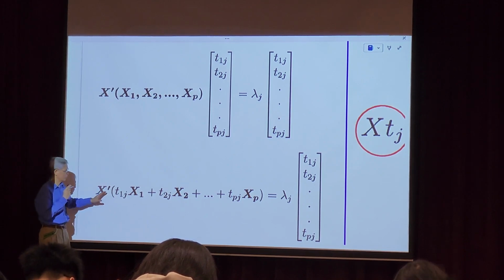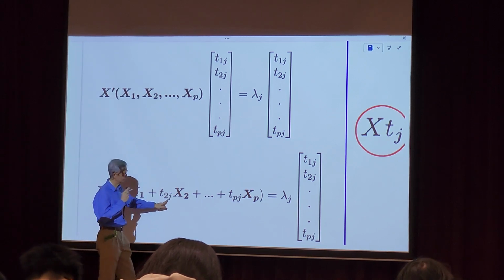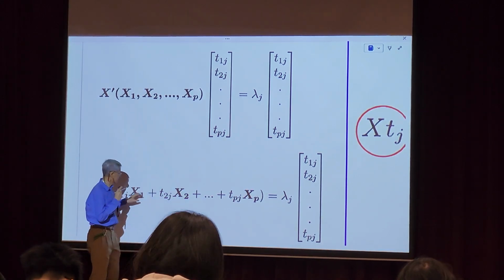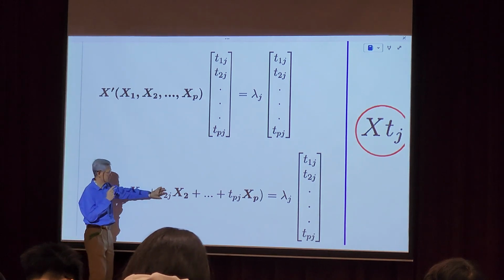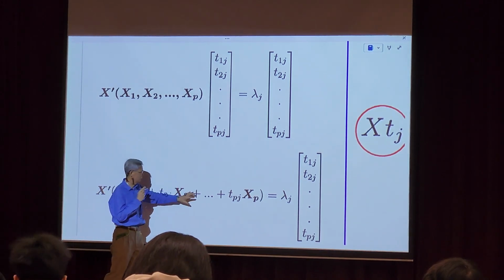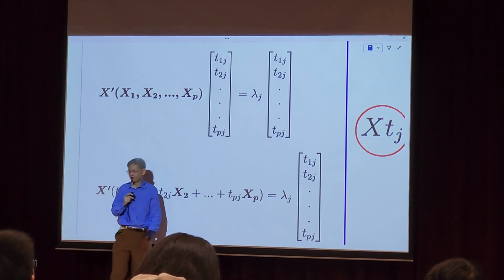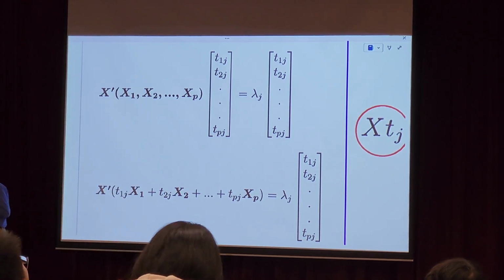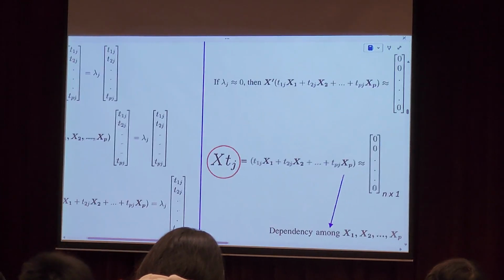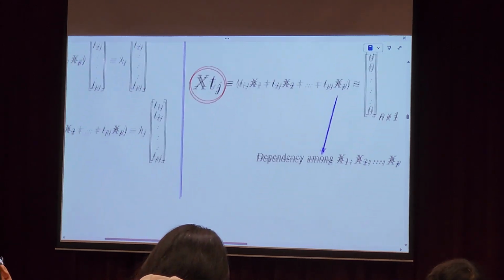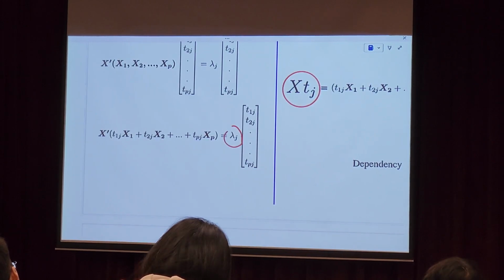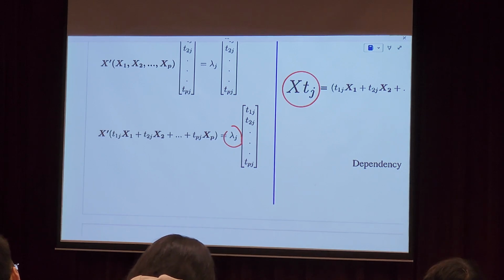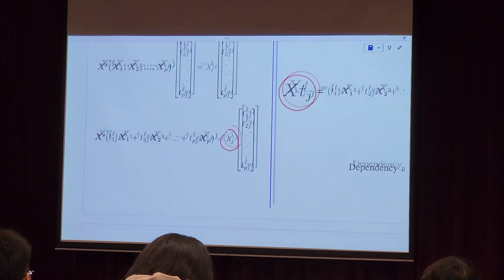So, what do we have here? Take a look at this. This is a constant multiplied by the vector x1 plus a constant multiplied by vector x2 and so on, equal to this. All right. So the next step is we examine this value, this lambda j. So let's consider lambda j to be very, very small.